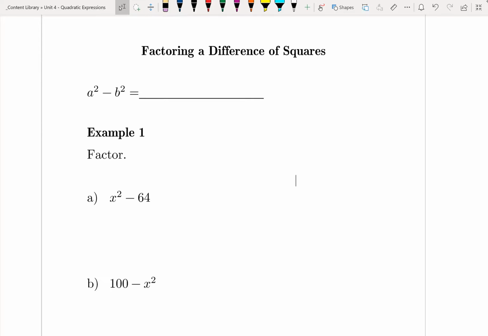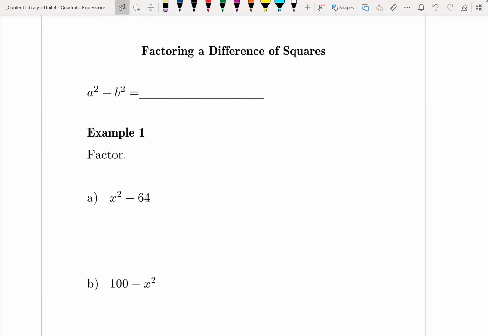In today's note, we're going to be looking at factoring a difference of squares. So we've already looked at common factoring, and factoring a difference of squares is a specific type of factoring for a specific expression. So it's going to be a bit of recognizing or noticing what the characteristics of the expression are, and then following the pattern to factor it.